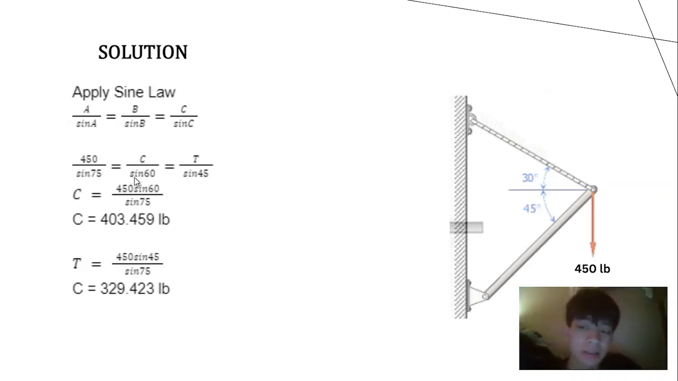Let us first find the value of C. When we calculate 450 sine 60 over sine 75, C equals 403.459 pounds. For T, we also just cross multiply, with 450 over sine 75. So T equals 450 sine 45 over sine 75. Correction, this should be T. T equals 329.423 pounds.